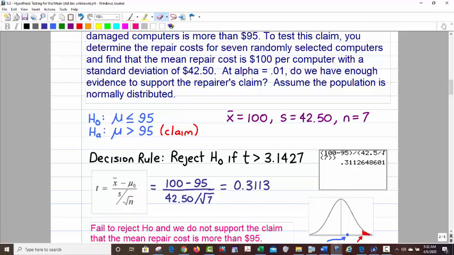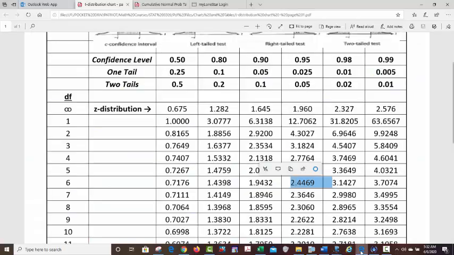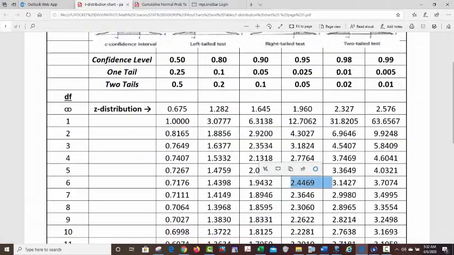So 0.01, one tail, right here. Right there, one tail, 0.01. Make sure you're in the correct row. 6 degrees of freedom. 3.1427.